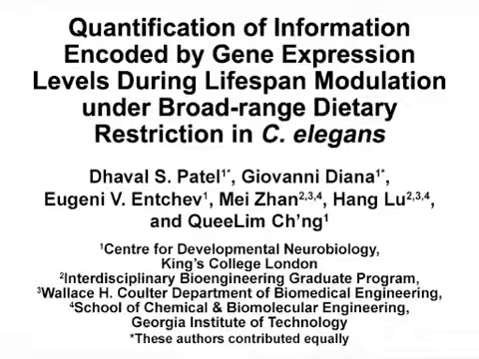The overall goal of this framework is to identify genes involved in broad-range dietary restriction, quantify the environmental information encoded by their expression levels, and understand the underlying coding strategy that links environment to lifespan. This method can help answer key questions in the neurobiology of aging field, such as which genes convey information from the environment to modulate lifespan.